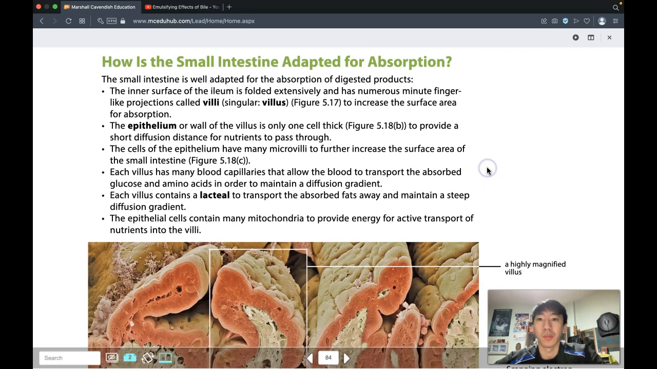Okay, so how is the small intestine adapted for absorption? The small intestine is well adapted for the absorption of digested products. The inner surface of the ileum is folded extensively and has numerous minute finger-like projections called villi, or singular villus, to increase the surface area for absorption. Okay, the word minute here is not minute. Minute means small.